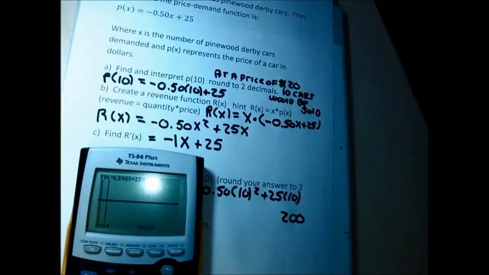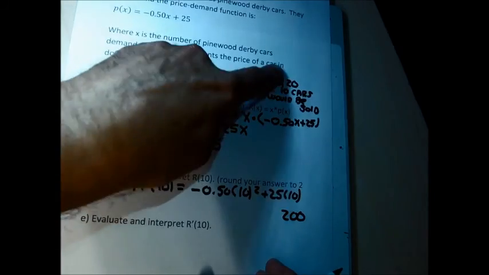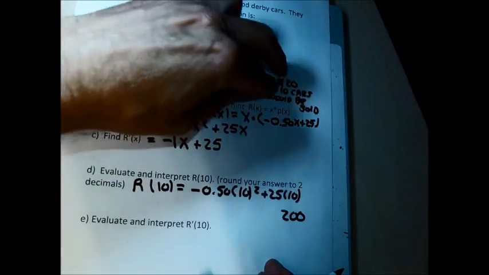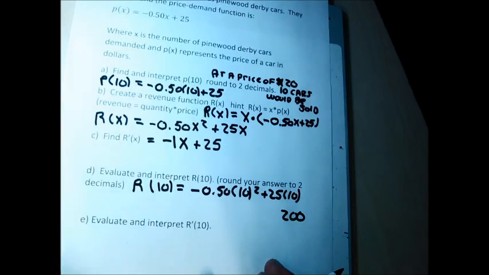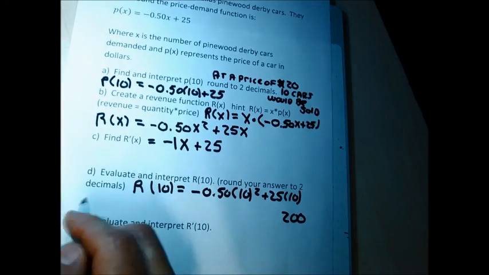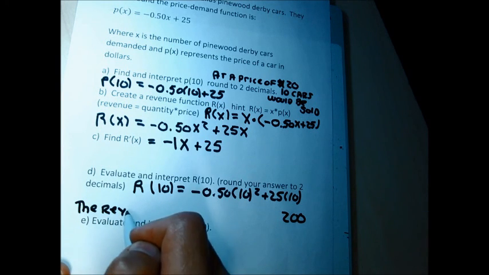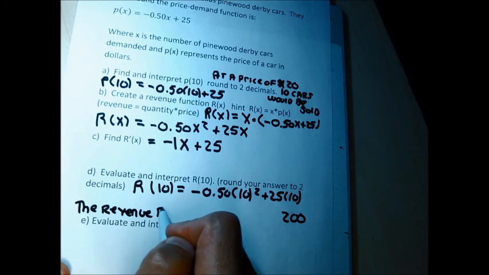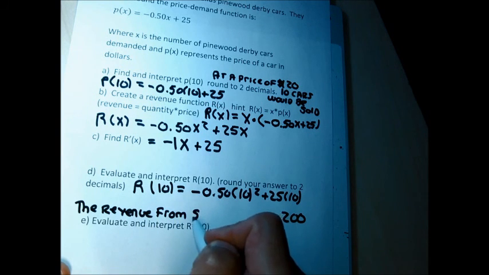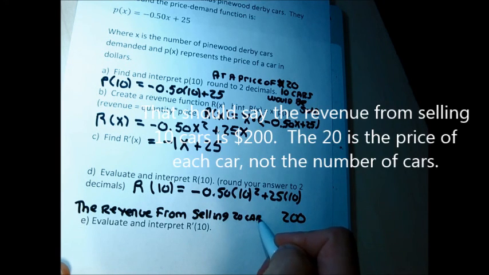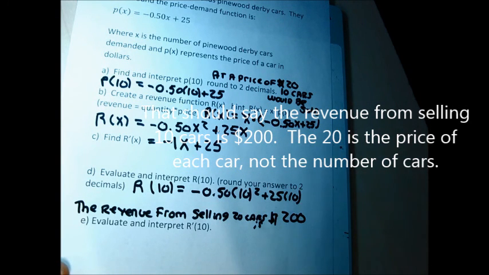And I knew that was going to be the case, because at a price of $20, 10 cars would be sold. The revenue from selling 10 cars requires a price of $20. 10 times 20 is 200. And the interpretation of this is the revenue that the troupe will earn from selling 10 cars is $200. For part E, evaluate, interpret R prime of 10.